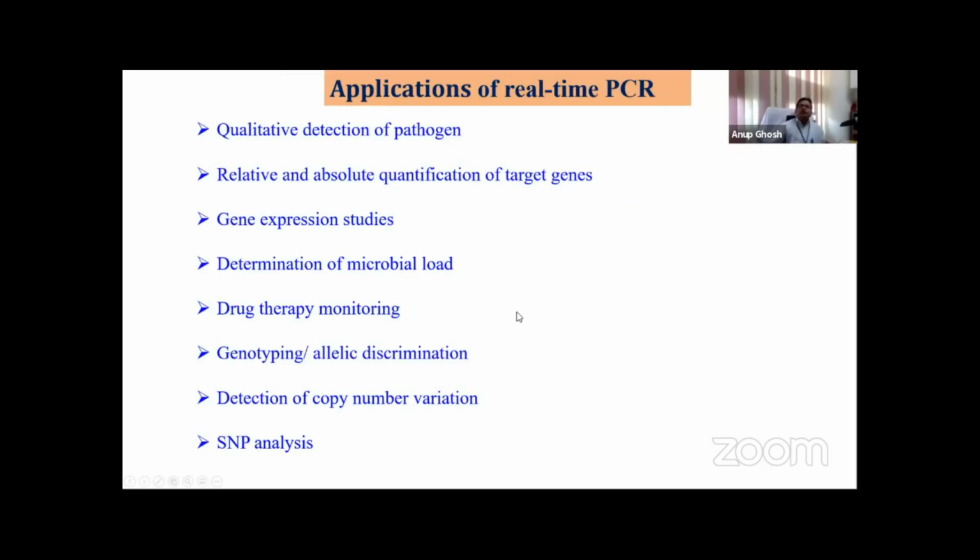Now, why do we do real-time PCR? Because in case of PCR and sequencing, we cannot get the quantity. We do qualitative detection, and we do detection of copy number, and relative and absolute quantification of the target genes. Like if we want to see the expression level or gene expression, or we want to determine the microbial load, or do genotyping and SNP analysis. In all these cases we can use real-time PCR. So we have to design our experiment and execute.